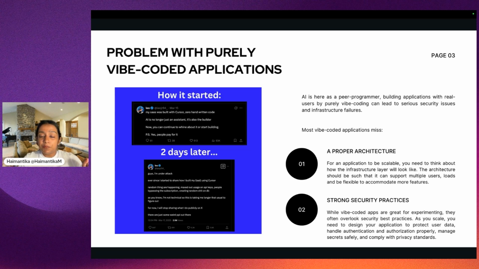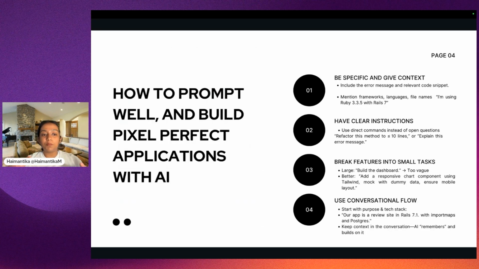So a big part of vibe coding also involves writing prompts really well and explaining yourself very well to the AI. A lot of people these days say that English is going to be the programming language in the near future. So you need to clearly communicate to the AI whatever you're trying to build and whatever output you want at the end of the day. In the next slide, we will see how you can actually prompt well, so you can build pixel perfect applications with the help of AI.